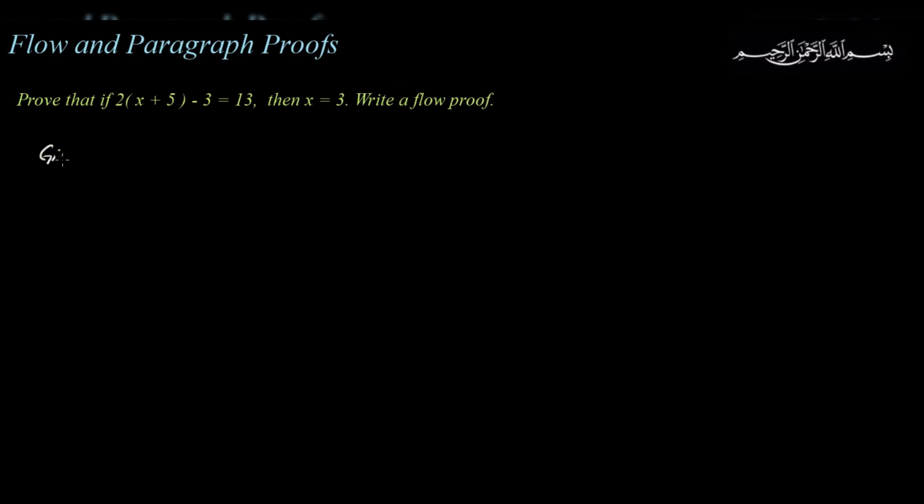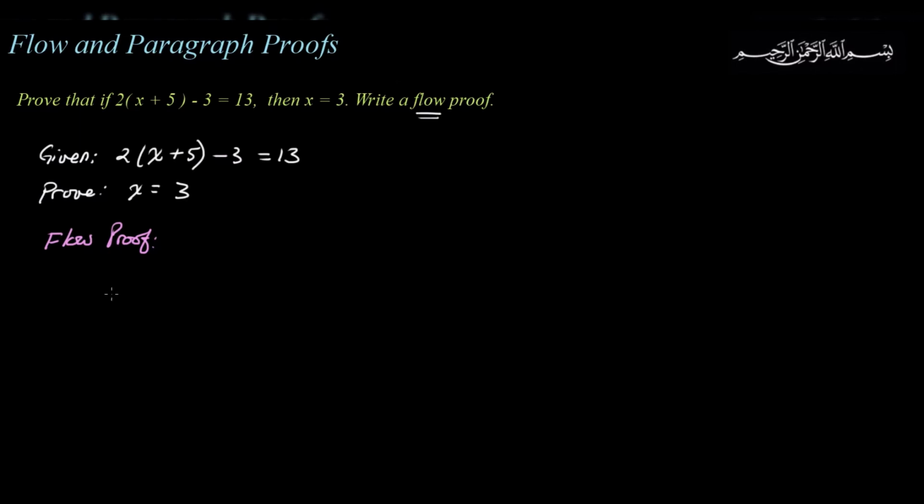So we are given that 2 times the quantity x plus 5 minus 3 is equal to 13. That's what's given, and if that is given, then we are asked to prove that x is equal to 3. So the first step in writing a flow proof is to write the given information and what we are required to prove. And then we write the flow proof. Here is the flow proof. So when in doubt, it's a good rule in geometry just to start from the given information.